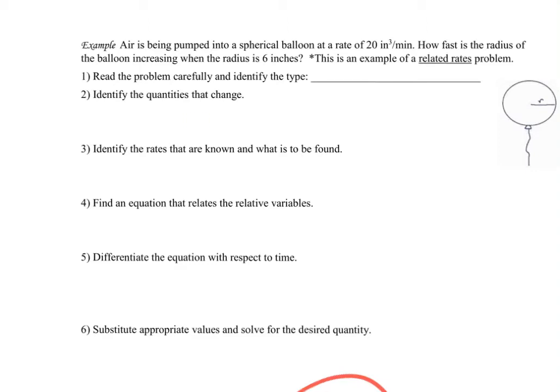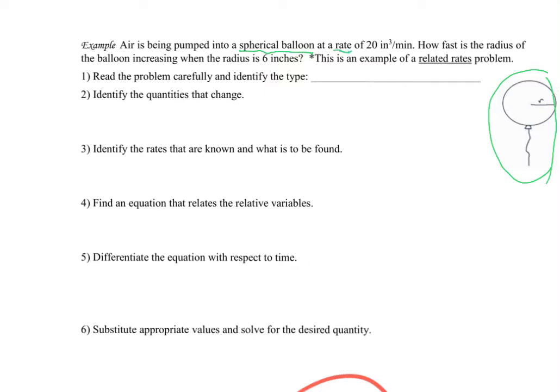Let's go back, maybe do some talking to the text. We're going to read the text, we're going to write what we're thinking as we're reading it, and that will help us make sense of what's going on. Okay, so air is being pumped into a spherical balloon. So I see a picture of a sphere that's already provided for us, but maybe in future problems I'll have to do that myself.